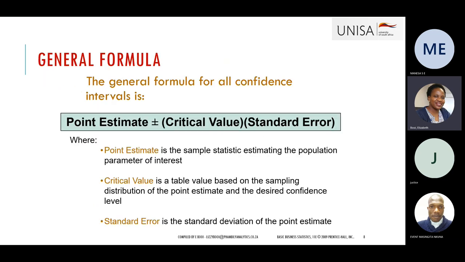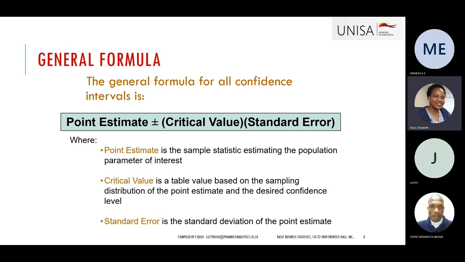Okay, so in general, the formula will always look like this. This is the formula for confidence interval. You will have your point estimate plus or minus, which tells you your lower limit and your upper limit. The minus represents the lower limit and the plus represents your upper limit. Plus or minus the critical value. I will tell you how to find the critical value because we're going to use two tables, the Z table and the T table. So finding the critical value for those two tables, you need to know how, because the method is different. And you need to multiply that with your standard error.